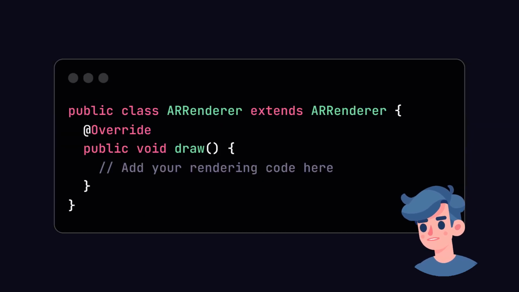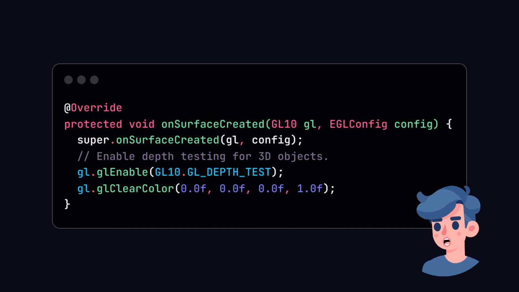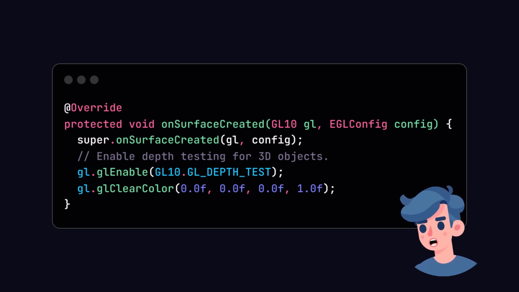With our layout ready, let's move on to creating a camera preview using the surface view from our layout. We'll implement the AR activities renderer directly. Create a new class ARenderer which extends ARenderer. Now that we have a basic renderer, it's time to initialize our camera to display the feed in the AR view. We'll need to override the onSurfaceCreated method in our ARenderer class.